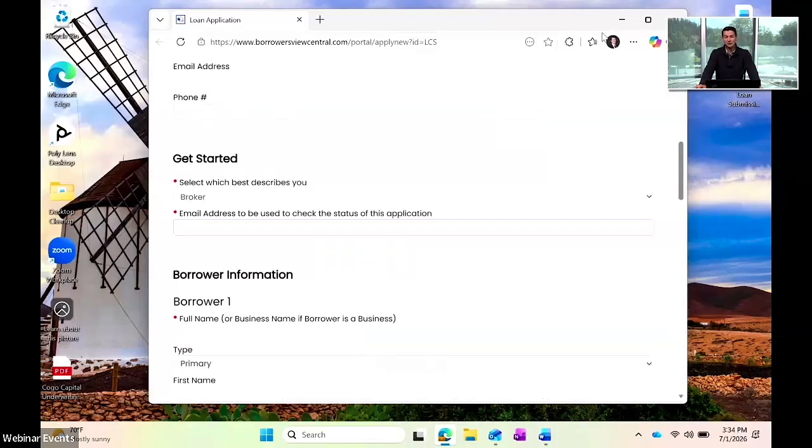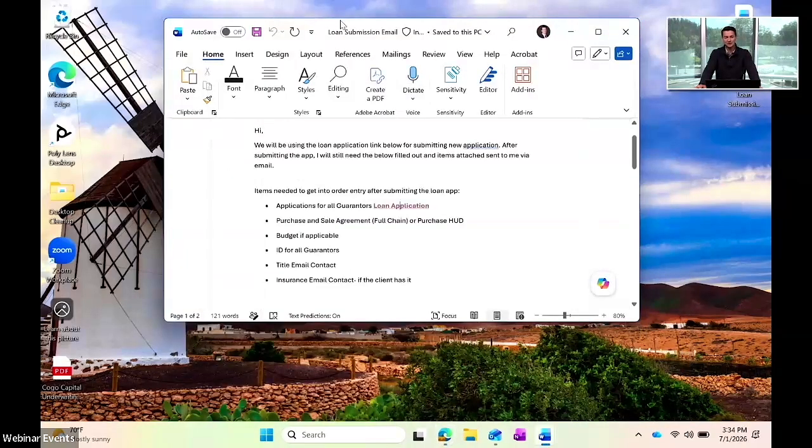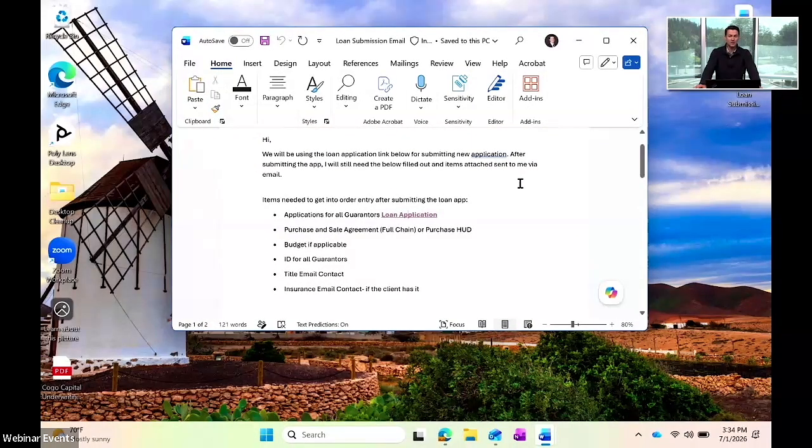And then you will have an actual loan application in our system. And just to be clear, what happens there is when the loan application gets submitted online, it goes to my team in order entry.